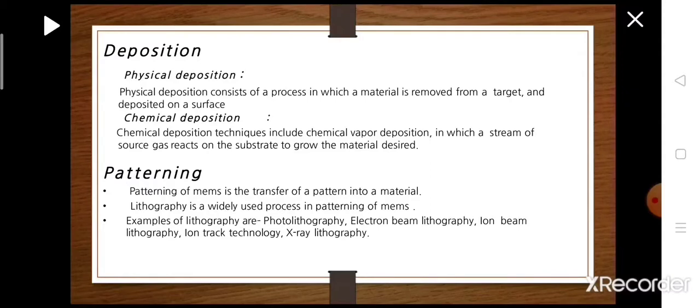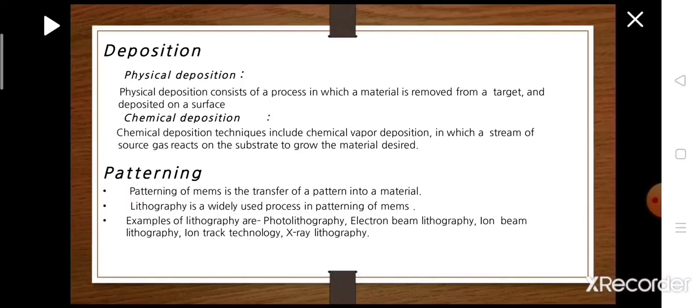And the second one is patterning. What is patterning? The patterning of MEMS is a transfer of a pattern, and applying a patterned mask on top of the film by photolithographic imaging. Lithography is a widely used process in patterning of MEMS. The examples of lithography are photolithography, electron beam lithography, ion beam lithography, ion track technology, and X-ray lithography.